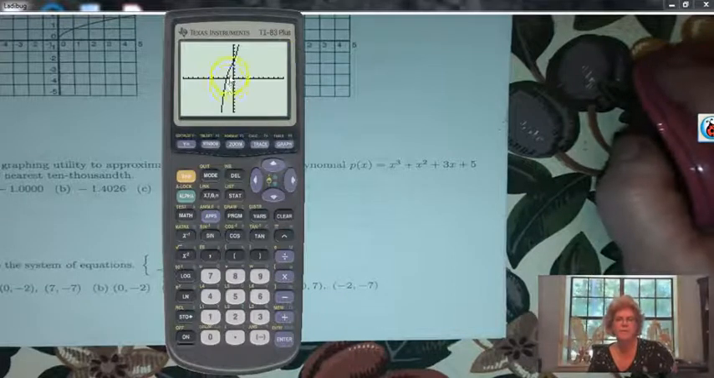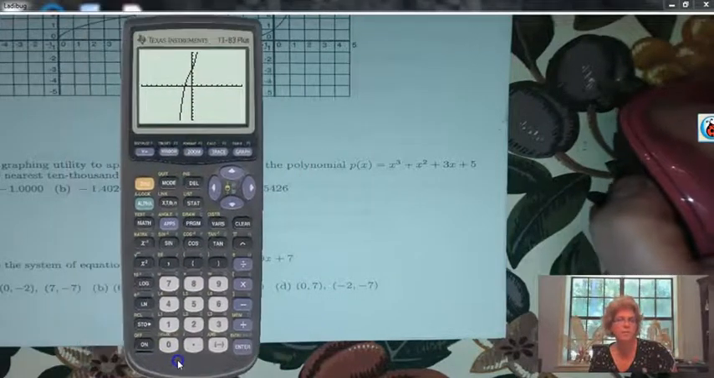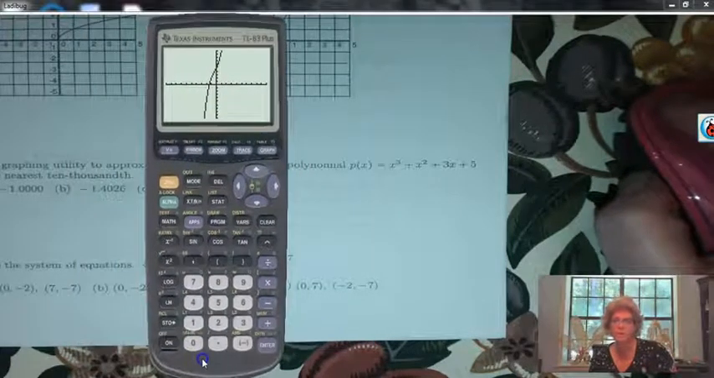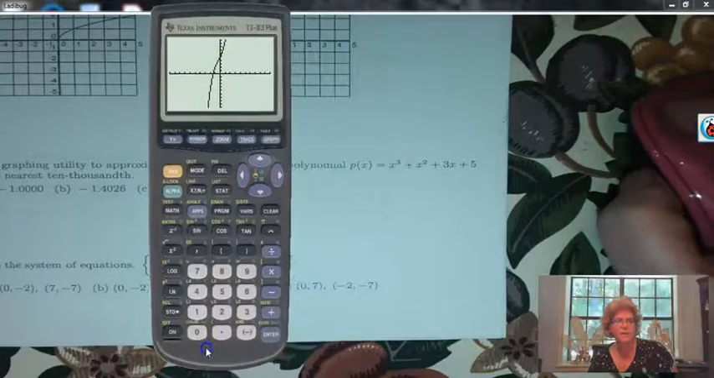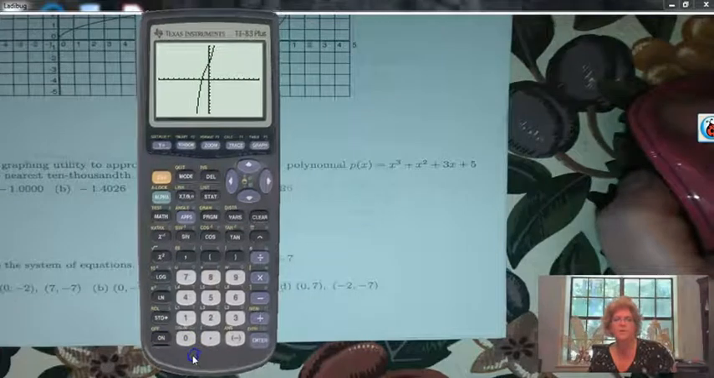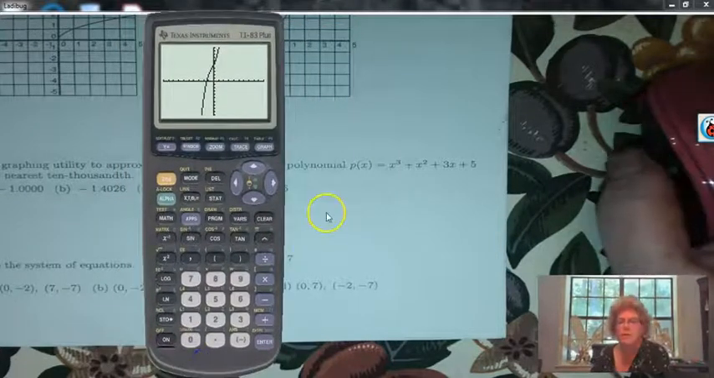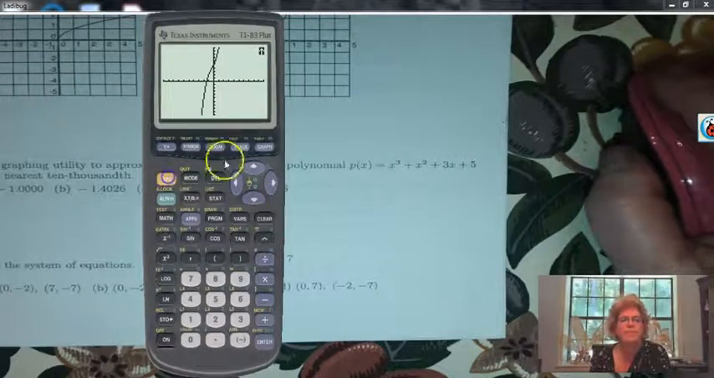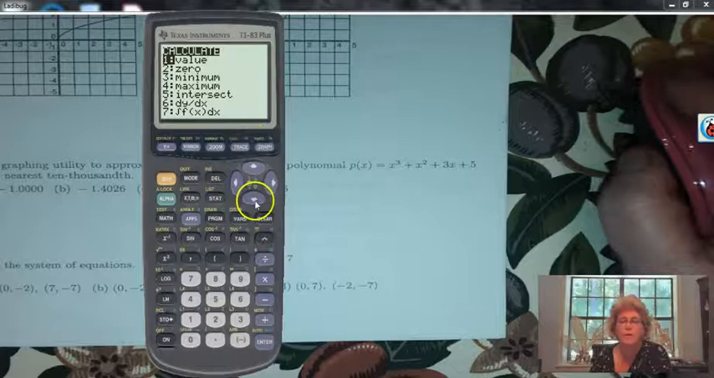Okay, so there's our zero, wherever the x-intercept is. And it's a real zero. If it was a non-trivial complex zero, they don't yield x-intercepts. All right, so they want us to approximate it to 4 decimal places. So we're going to press the second button and the trace button, and then scroll down to 0.